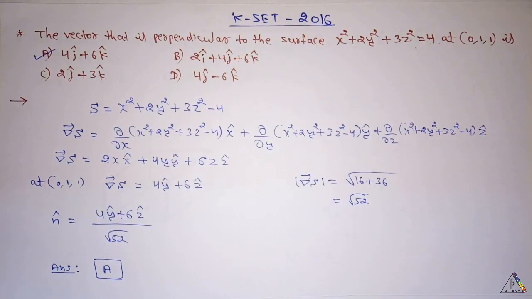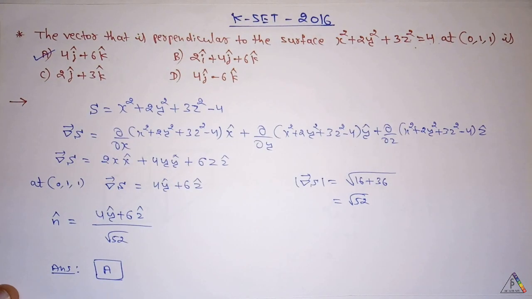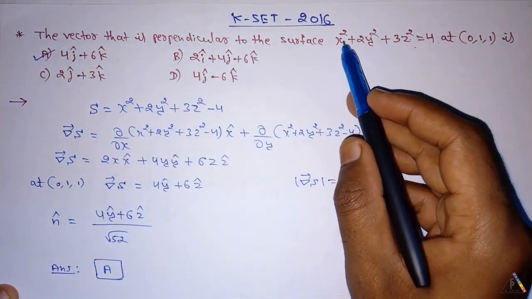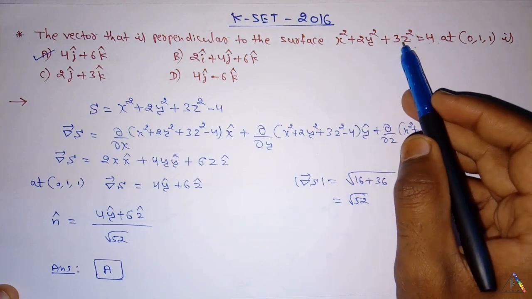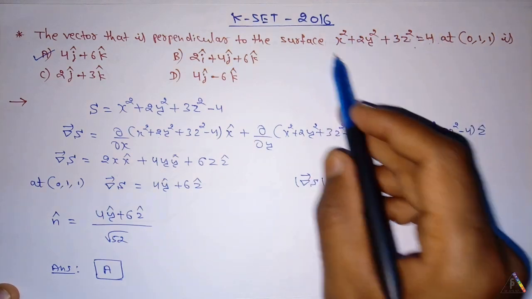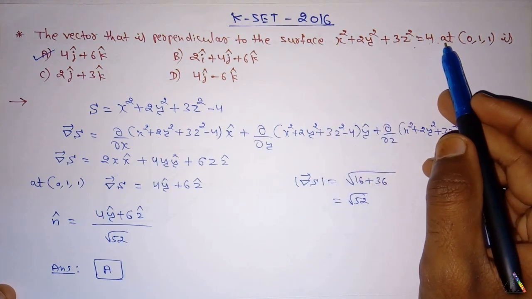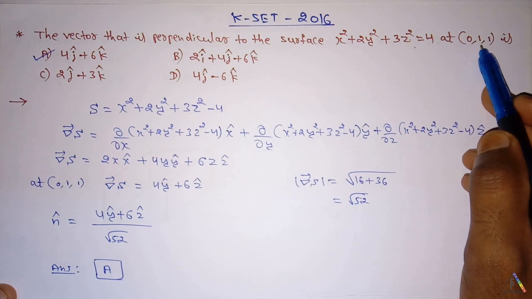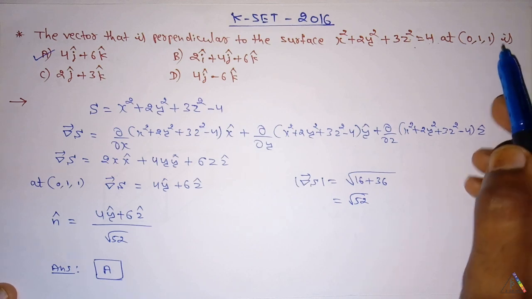Next is KSET 2016 question. The vector that is perpendicular to the surface x square plus 2y square plus 3z square is equal to 4. This is the scalar field they are given, and they are asking at a particular point x is equal to 0, y is equal to 1 and z is equal to 1.